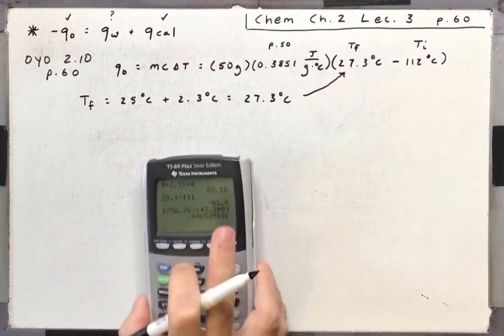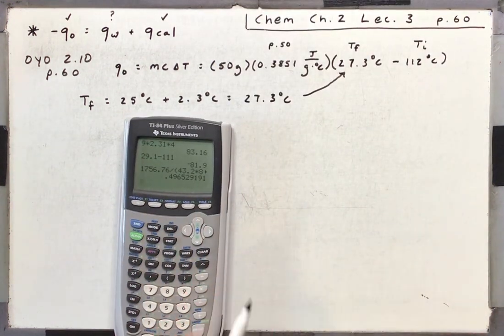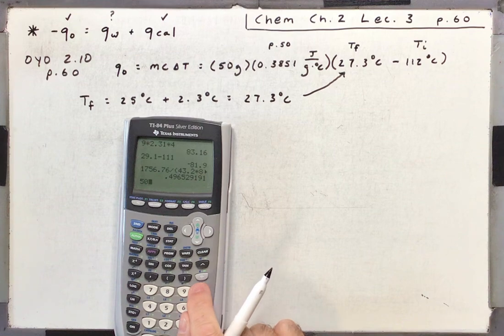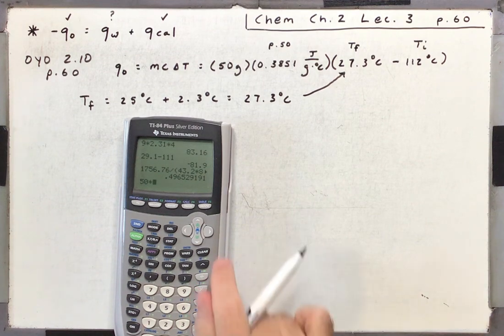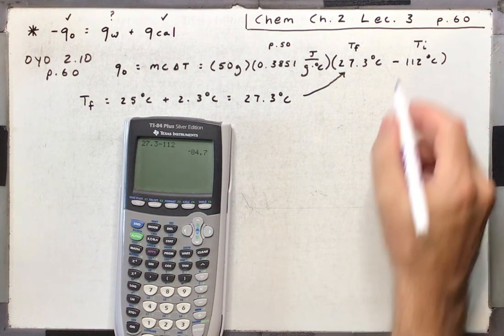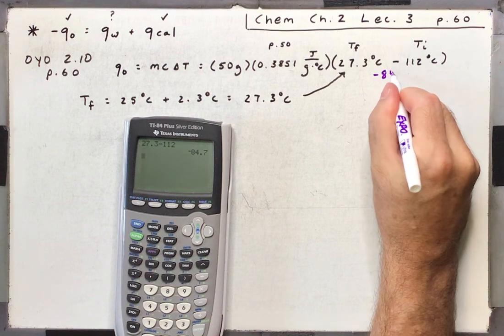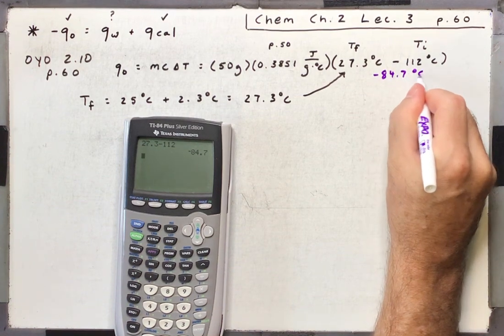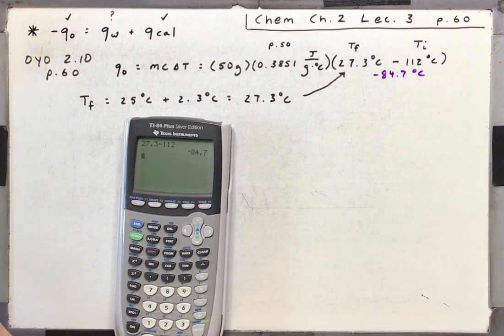All right, so the Q of the object is 50 times, in fact, let's go ahead and do the 27.3 minus 112. So that's negative 84.7. All right, that makes sense because the object's cooling down, so it's going to have a negative change in temperature.